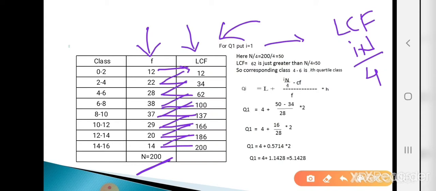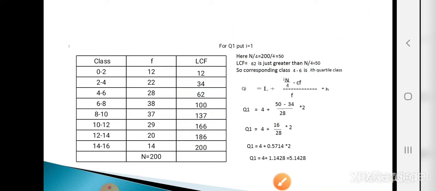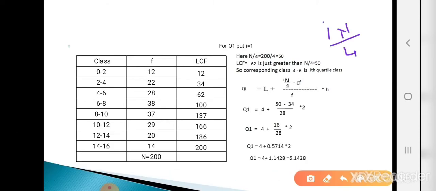Now for finding Q1, put i is equal to 1. The second step is to calculate iN divided by 4. So put i is equal to 1, so 1 into, what is the capital N value? 200 divided by 4. So 200 divided by 4 value is 50.